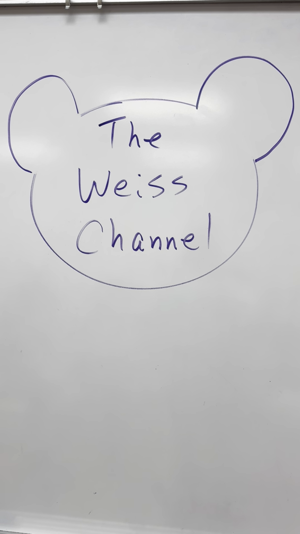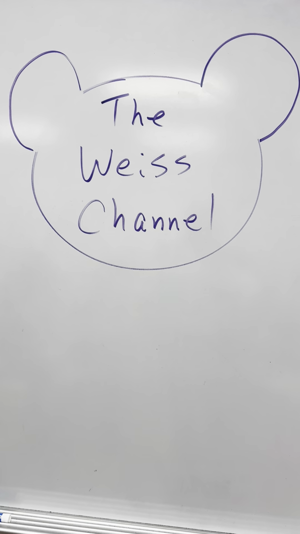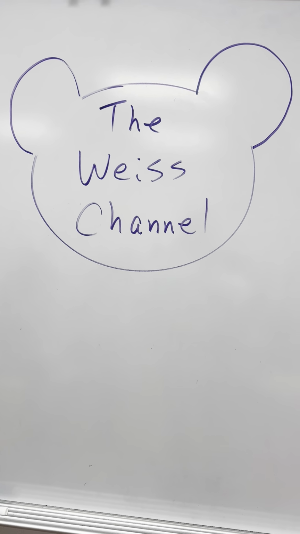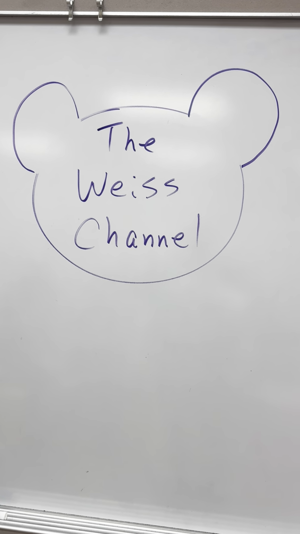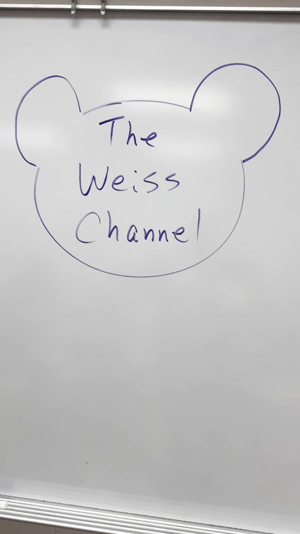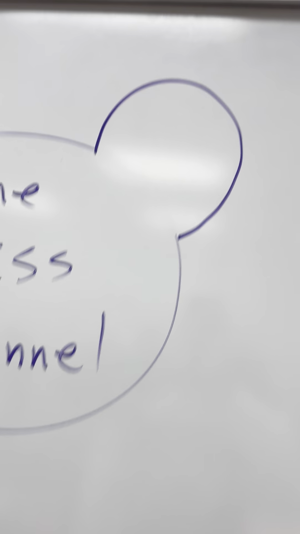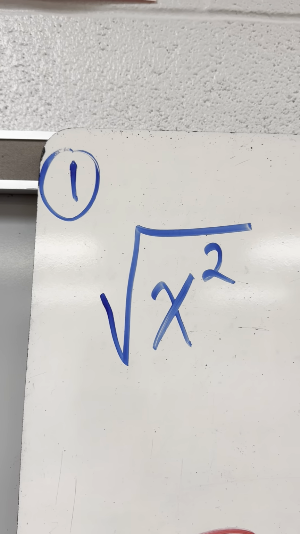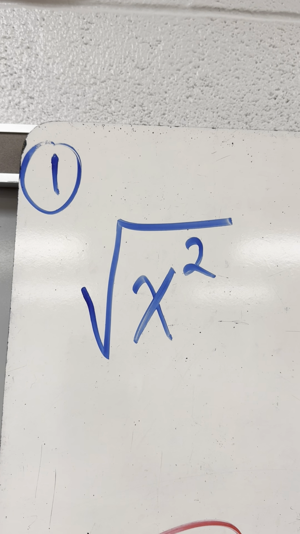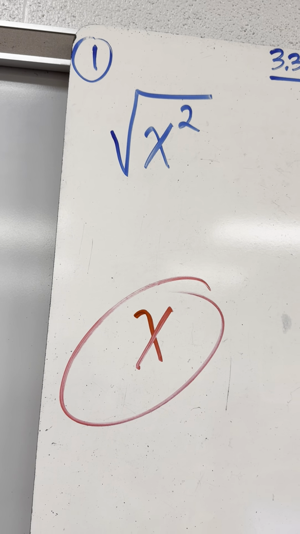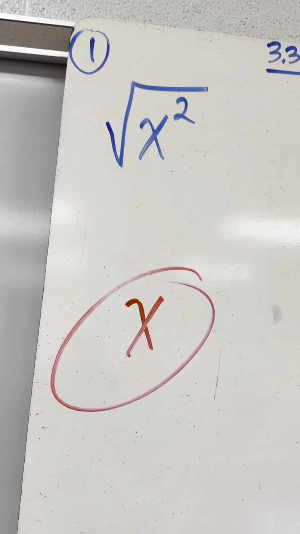Today we're going to simplify radicals with variables inside as well as numbers. For example, what's the square root of x squared? The square root of x squared is x, right? Because x times x is x squared.